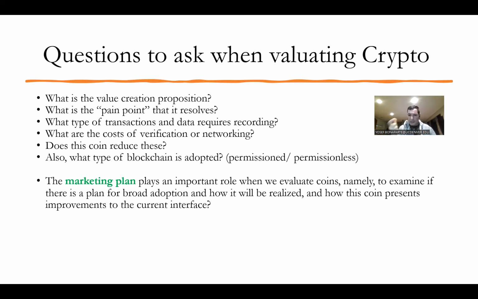What is the block consensus mechanism? What are the costs of verifying or networking? How does the consensus mechanism work? Is it by coins, where you get more coins, or is there a fee? Does this coin reduce these? What type of blockchain is adopted, permissioned or permissionless? And then what's the marketing plan? The marketing plan is how many people you can have in a network. For example, I think in about a year or two, Ethereum should be the biggest network, bigger than Bitcoin, because on Bitcoin, you cannot have a token on the Bitcoin blockchain.